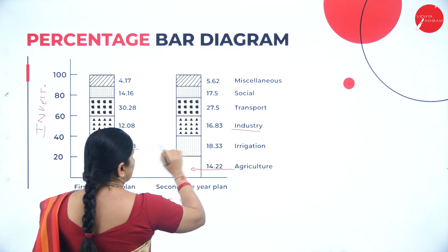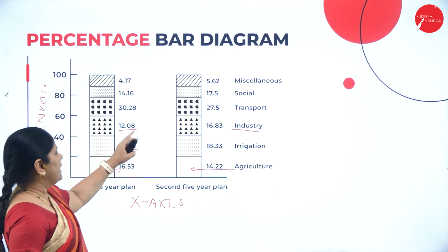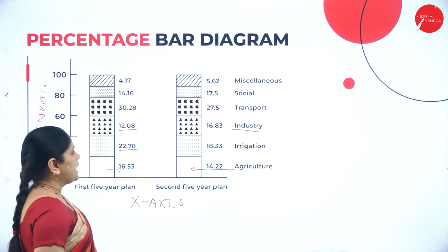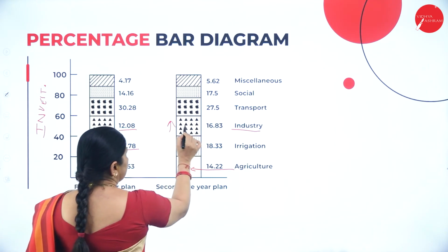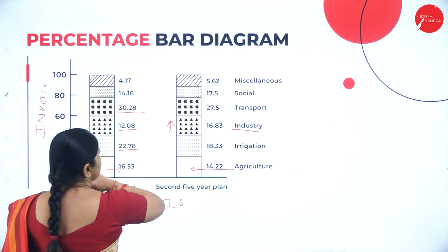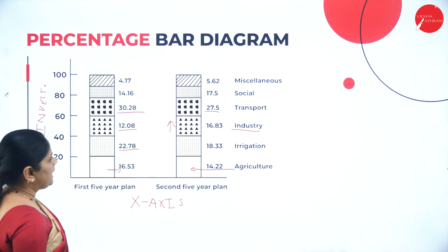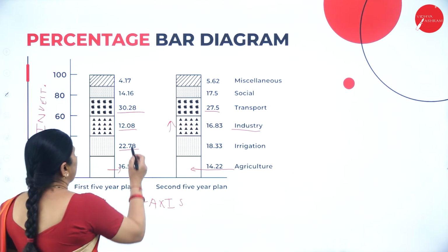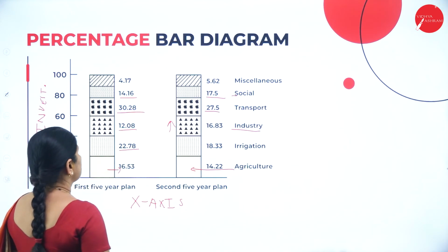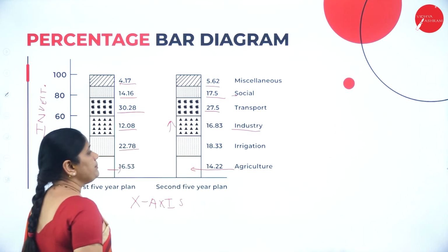Then, the third one is the industry. Now, in the industrial sector, we have 12.08 and 16.83. So, we can see that there is a rise in the outlay for industry. Then, again, we have 30.28 for transport and 27.5 in the second 5-year plan. So, there is a slight decrease, and then 14.6 and 17.5 for the social infrastructure, and 4.7 and 5.62 for miscellaneous.